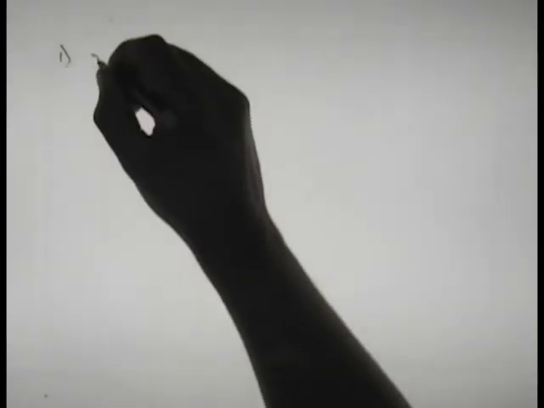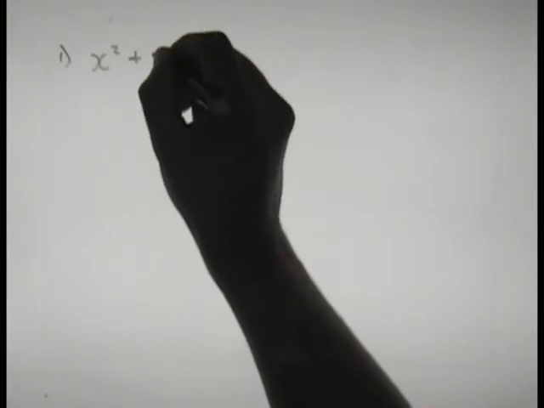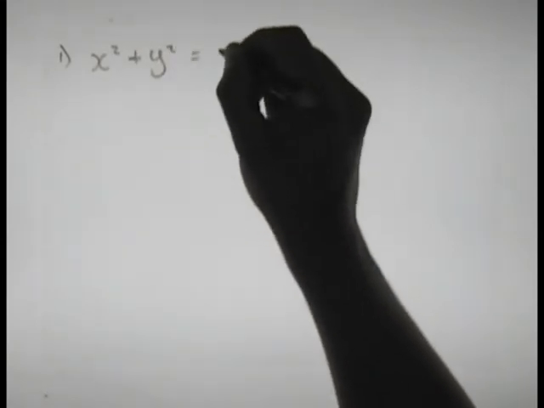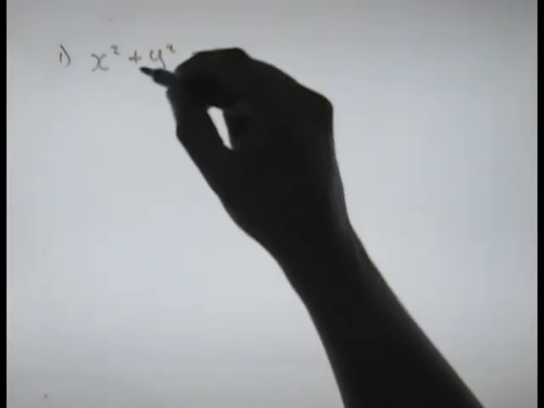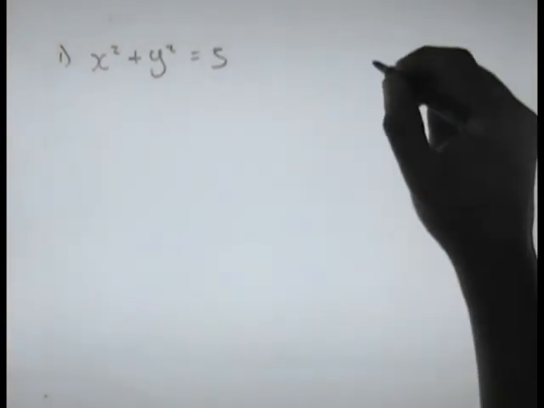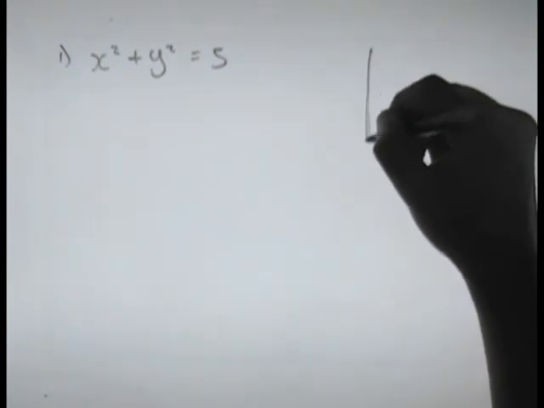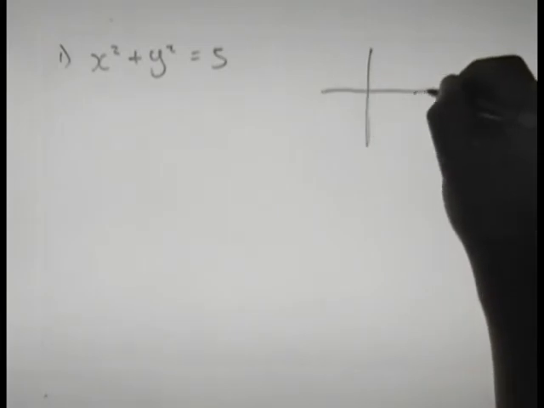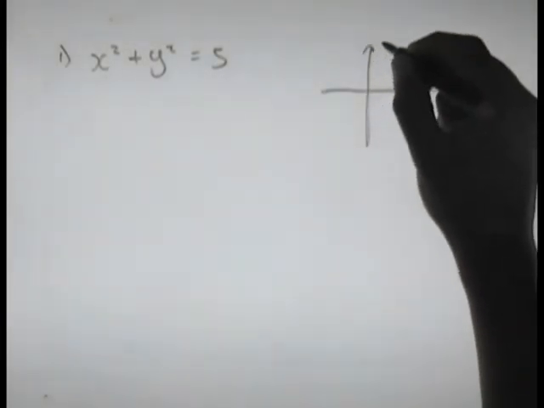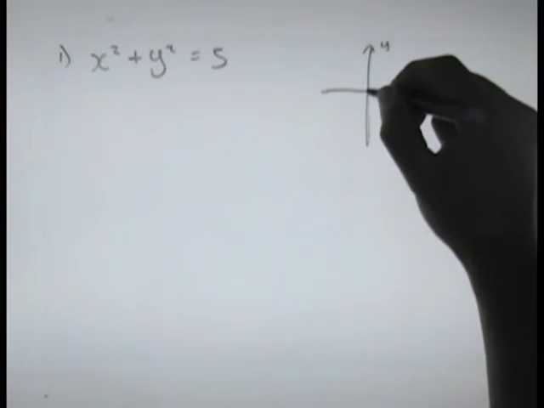The first one reads x² + y² = 5. Now I don't need to get this into any standard form, it's already in standard form. That means that if I sketch it, because it's x² + y², it's going to be centered around the origin. So that's going to be its center.